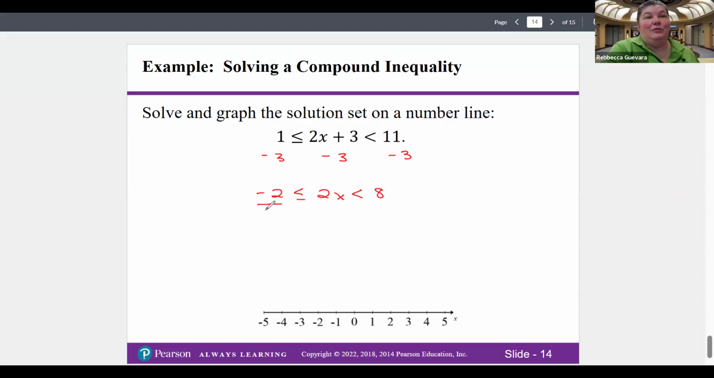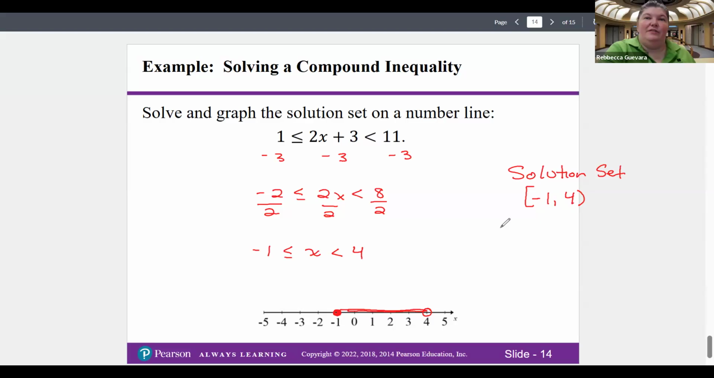Now, if I divide by 2, this time I'm dividing by a positive value, so the sign doesn't change. So it stays the same. So we get -1 is less than or equal to x, which is less than 4. So we include the -1 here, but not the 4. So my solution set is from -1 to 4 with brackets, or x such that x has to be greater than or equal to -1, but less than 4.